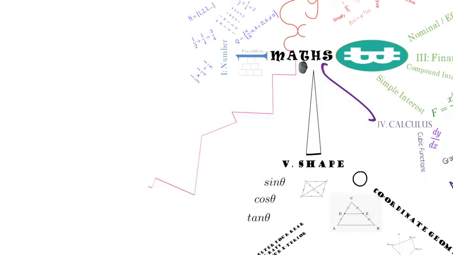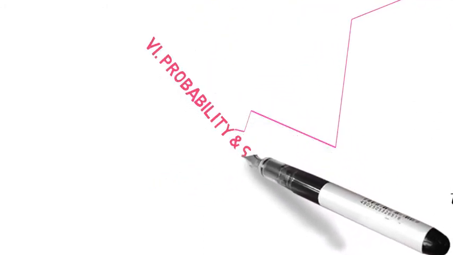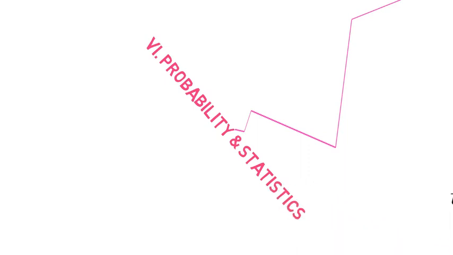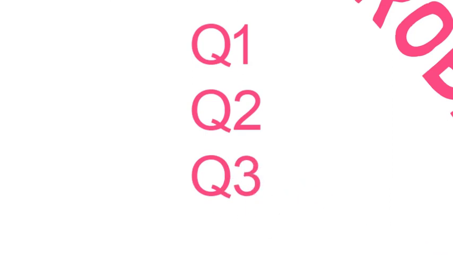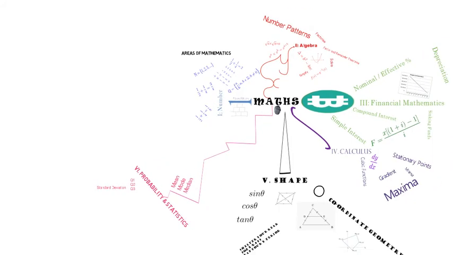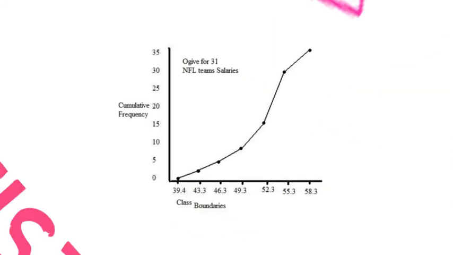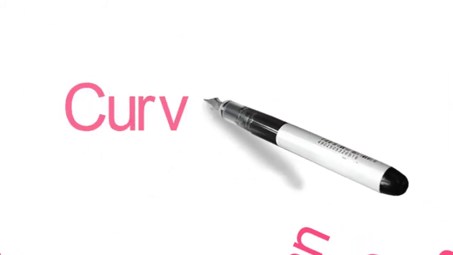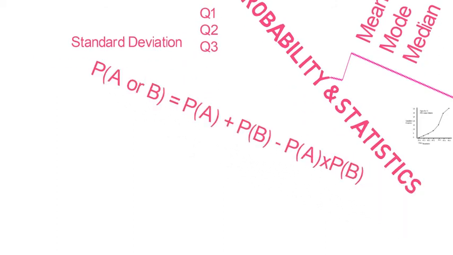The 6th and last area is probability and statistics, the mathematics of data and prediction. Here we deal with measures of centrality like the mean, mode, and median, or the different quartiles, and also measures of spread like standard deviation. We will learn about ways to represent data graphically and methods of curve fitting. And lastly, we will study probability and counting rules.